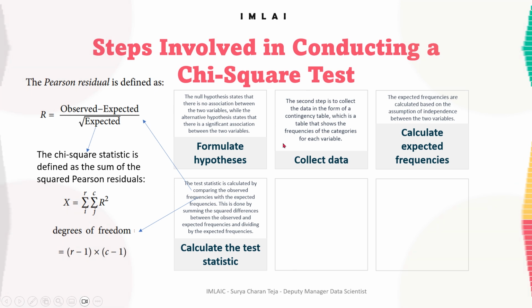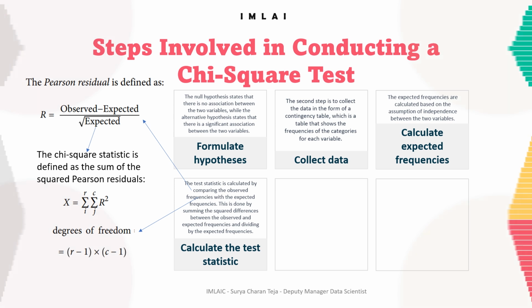I'm repeating this step one more time because this is a very, very important step. First, we have to calculate the Pearson residual. That can be calculated using R equals observed minus expected divided by square root of expected. Once you have R for each category, let's calculate the chi-square statistic, which is defined as the sum of the squared Pearson residuals. So you square each and every residual and then sum it up. That's your chi-square statistic.